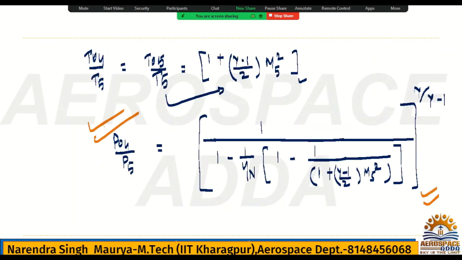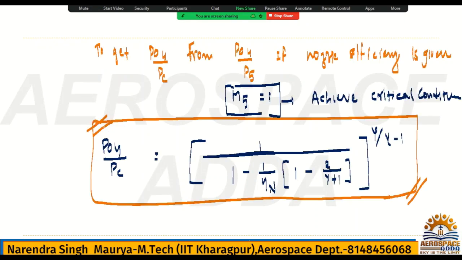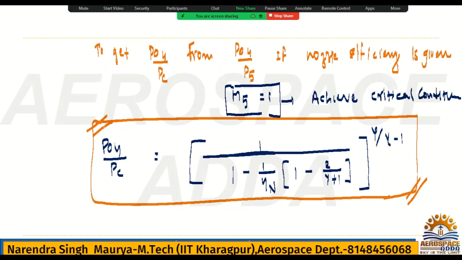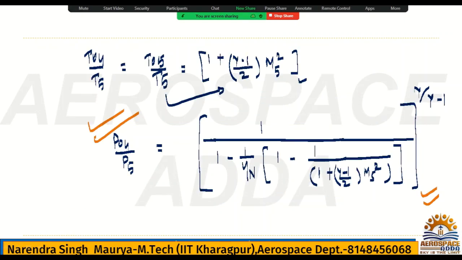How to get P04 by P5? This is the formula. Okay, P04 by P5 or P04 by PA. This is the formula. Now, what is the meaning of it? The meaning is very clear. If the nozzle is unchoked, always remember, when you are writing P04 by PC, the same equation you have seen for P04 by P5. This is the master formula. Okay, from this equation you can write P naught 4 by P5 and P naught 4 by PC, and those two you have to compare.